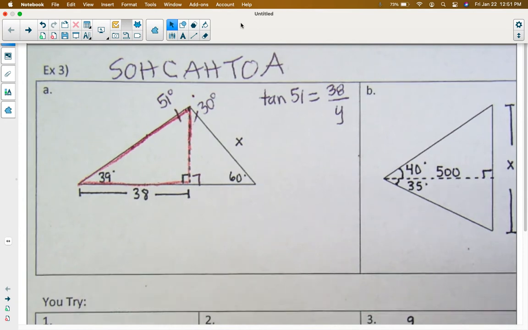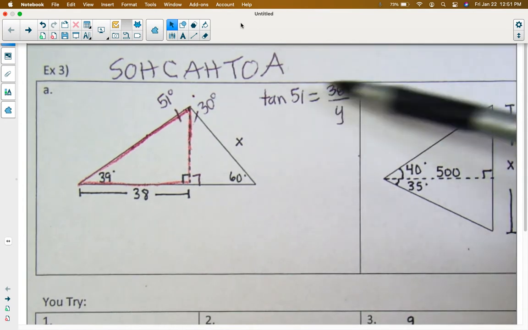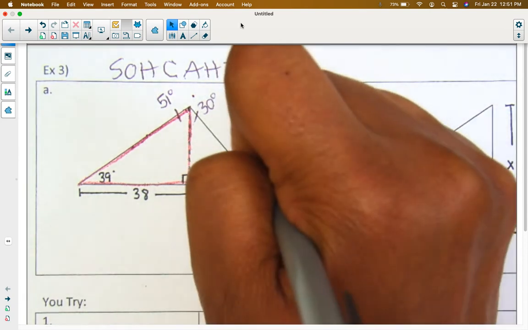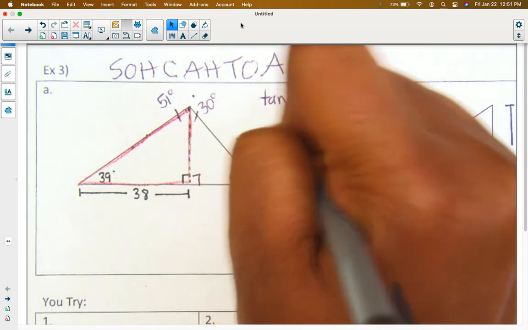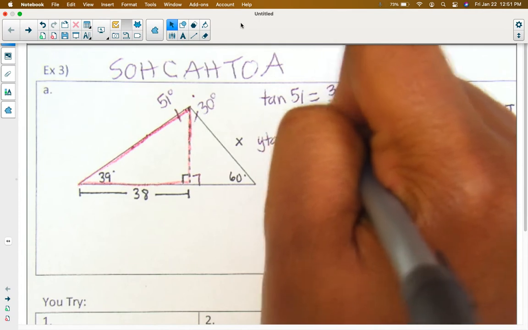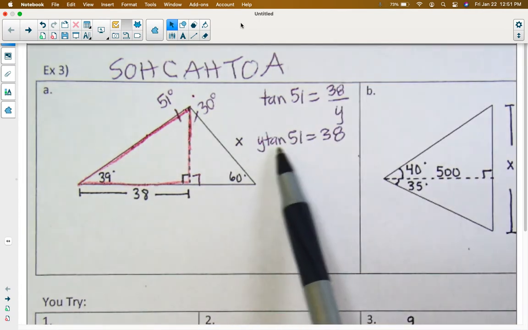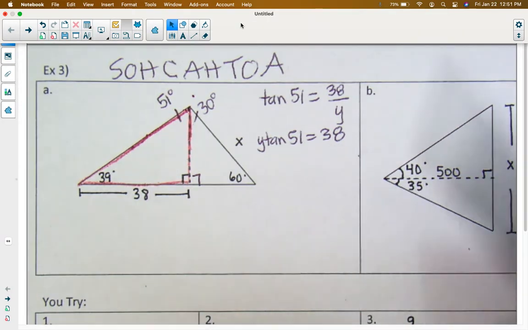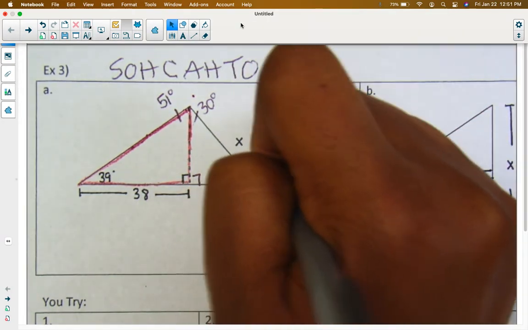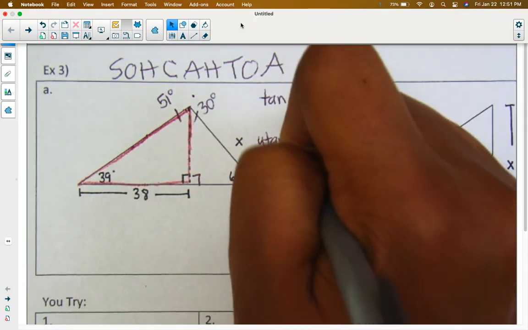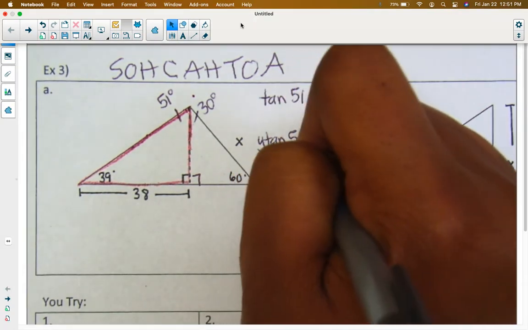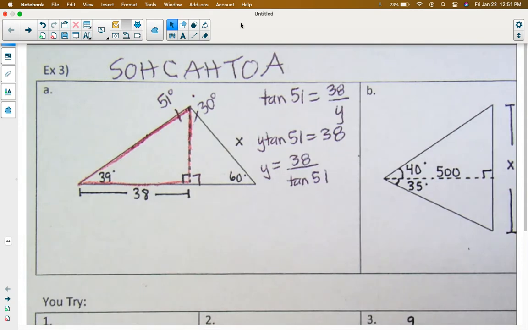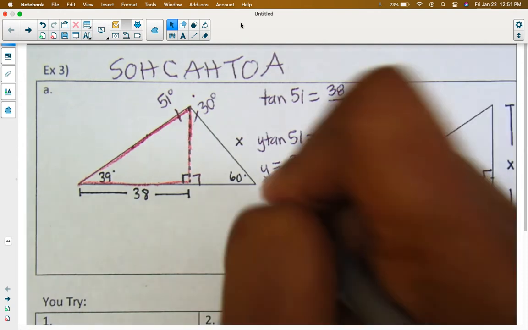So if I solve this, the opposite of dividing by y is to multiply both sides by y. So this is y times the tangent of 51. Then we're going to divide both sides. That gives me y equals 38 divided by the tangent of 51. Make sure your Desmos is in degrees as we talked about yesterday. Type that in, and I got 30.77.